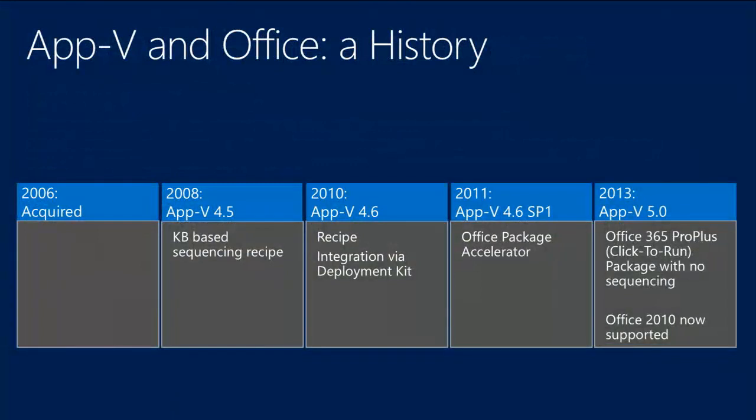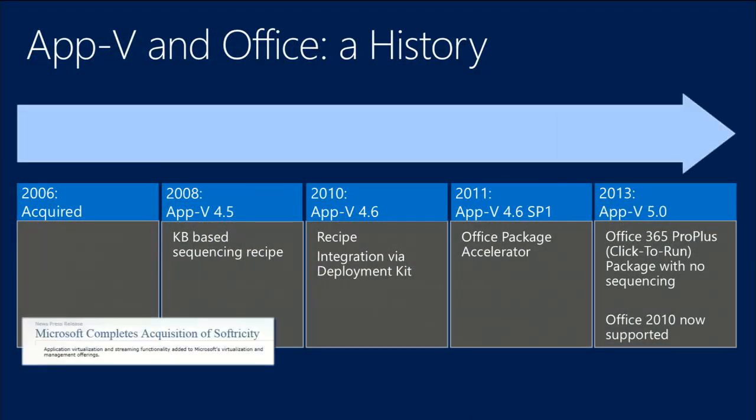All right, so this is a fun slide. A little bit of history. So AppV came from a little company called Softricity that was acquired in 2006. I'm happy to say that I was part of that acquisition. Back then, I remember trying to sequence Office, and it was very painstakingly slow and difficult to do, and this was with Office 2003. And over the years, we've really focused our energy in trying to improve that experience of sequencing and deploying Office.